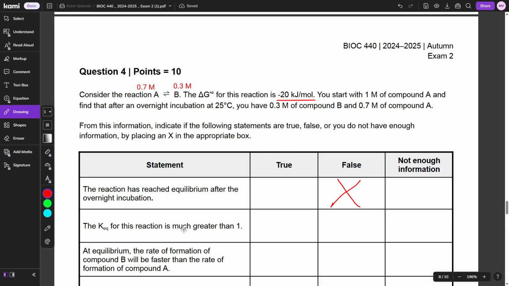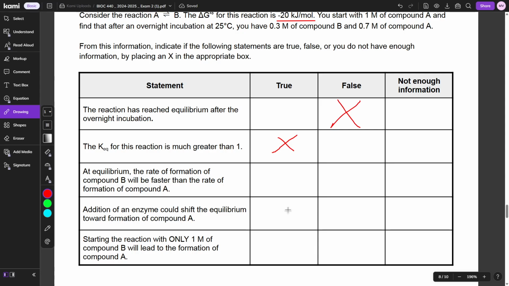The KEQ for the reaction is much greater than 1. That is true, right? Delta G is quite negative, right? And delta G, if you remember, is negative RT ln KEQ, right? That is the equation for that. Since delta G is negative, right? K has to be greater than 1, right?